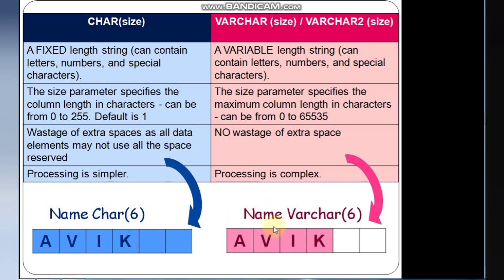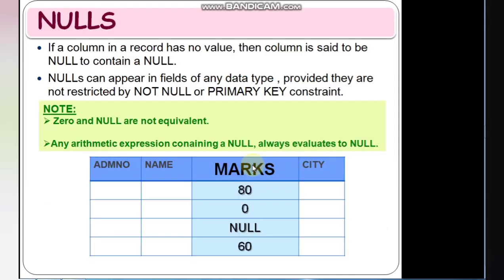Now let us see in case of varchar. Suppose the same thing, you have taken name varchar6. So there are 6 blocks you have taken, but you have given the name as Avik while inserting a record. Now the rest of the spaces which have not been used in case of varchar are not reserved, they are freed and they can be used somewhere else. So there is no wastage of extra space, but the processing is a little bit complex in case of varchar. So you must remember the difference between char and varchar. So moving on, nulls.